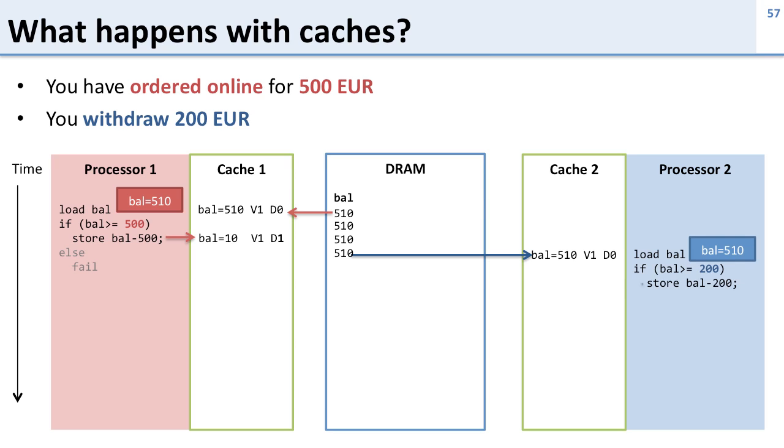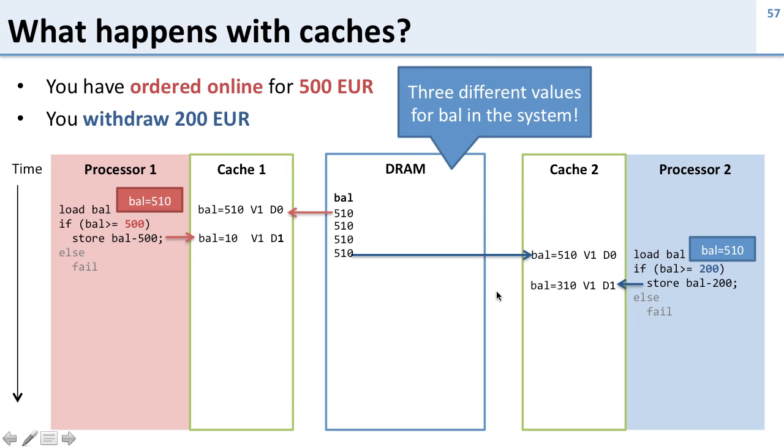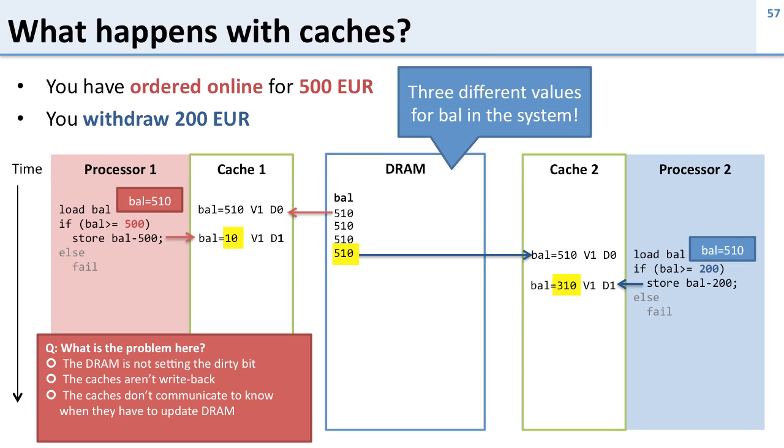It goes ahead and starts doing its processing, it stores back, and now it's got its cache line saying the new balance should be 310, and it's got the dirty bit set, and it's done. So what happened here? We have three different values for the balance variable in the system. We have one in cache 1, which is the result of processor 1 running, one in the DRAM, which is what we had from the beginning, and one in cache 2, which is the result of processor 2 running. This obviously isn't what we want. So what is the problem here?